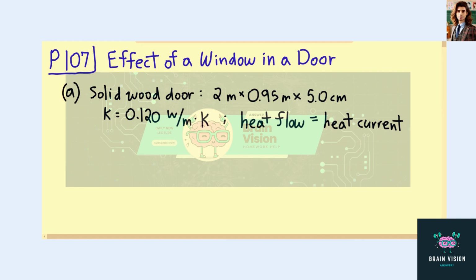Okay, so for part A of this question, we want to find the rate of heat flow through a solid wooden door. And keep in mind that there are air films on the inner and outer surfaces of the door that have the same combined thermal resistance as an additional 1.8 centimeters of solid wood.